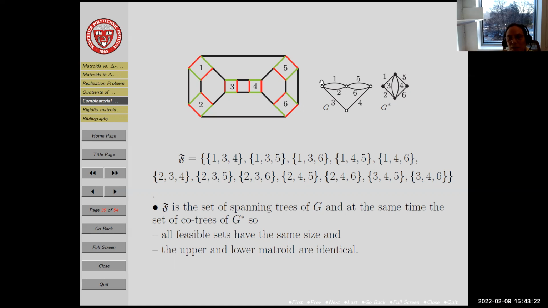And by the same token, I can do this same thing for the geometric dual. And now I can look at my feasible sets. And what you should recognize here, all the feasible sets are actually of the same cardinality. So how is this a delta-matroid? Well, it has a delta-matroid by the simple fact that the upper and lower matroid are identical. Right? So this is actually quite nice.